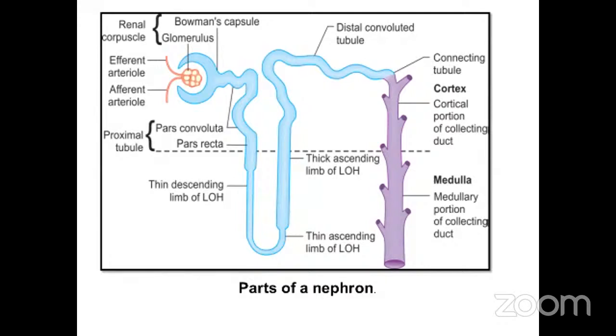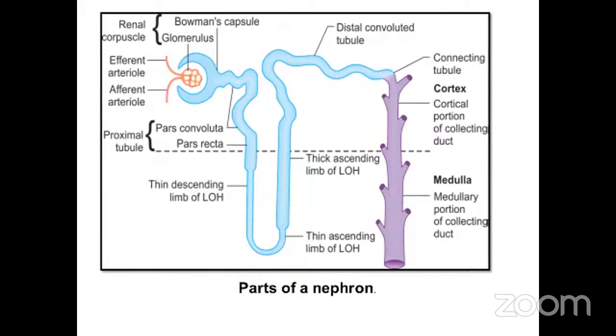So this is a picture of the nephron. You will see the renal corpuscle or the glomerulus. This whole structure is called the renal corpuscle. Then this is the proximal convoluted tubule. This is the loop of Henle. This is the distal convoluted tubule, and this is the collecting duct system. We will see them one by one.